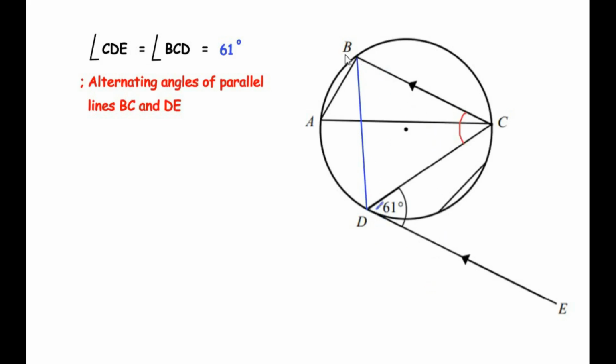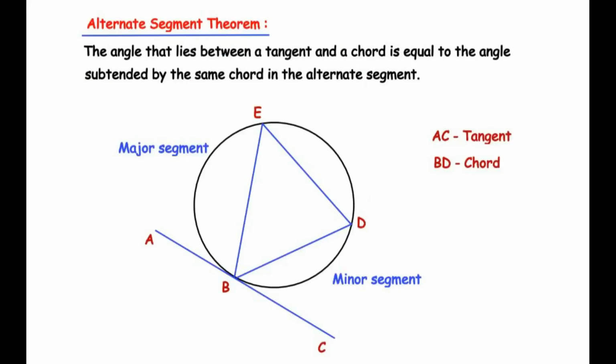Now once we join these two points, we have to make use of a circle theorem, which is the alternate segment theorem. It states that the angle that lies between a tangent and a chord is equal to the angle subtended by the same chord in the alternate segment. So let us try to understand this statement.